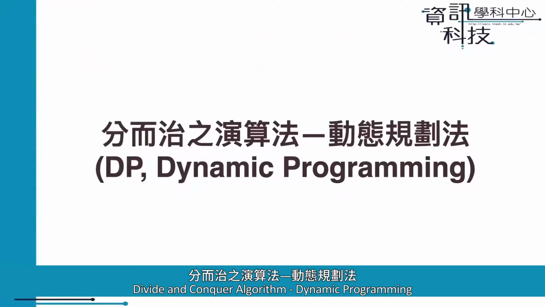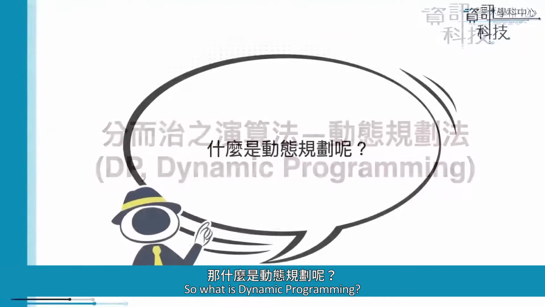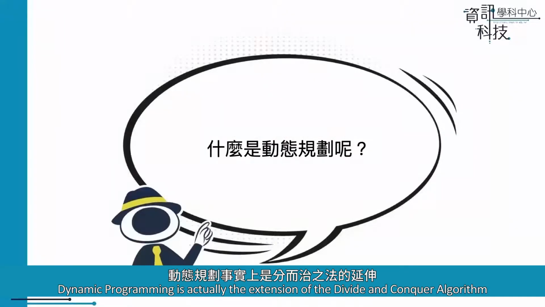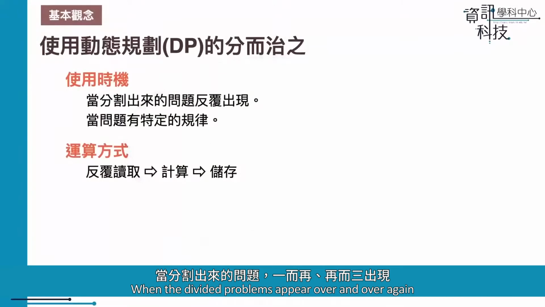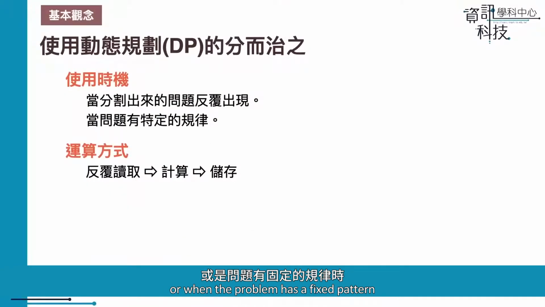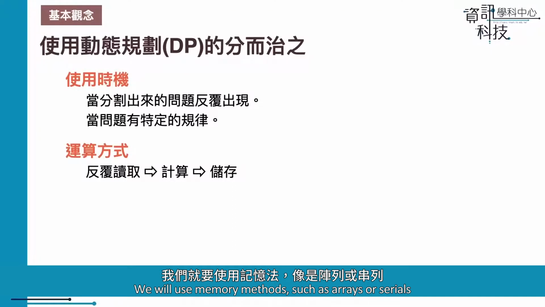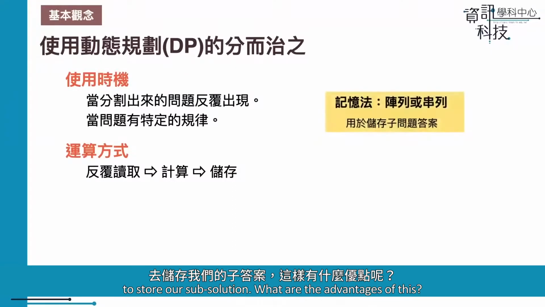Divide and conquer algorithm, dynamic programming. So, what is dynamic programming? Dynamic programming is actually the extension of the divide and conquer algorithm. When the divided problems appear over and over again, or when the problem has a fixed pattern, we will use memory methods such as arrays or serials to store our sub-solution.